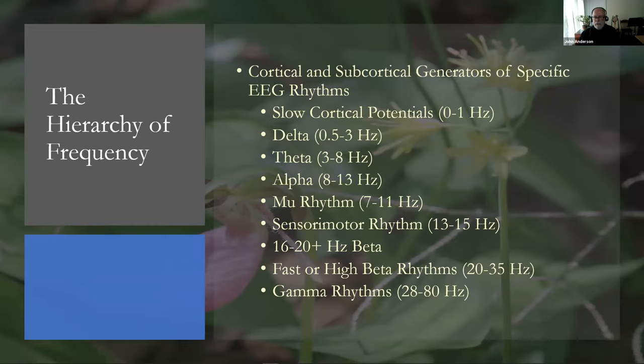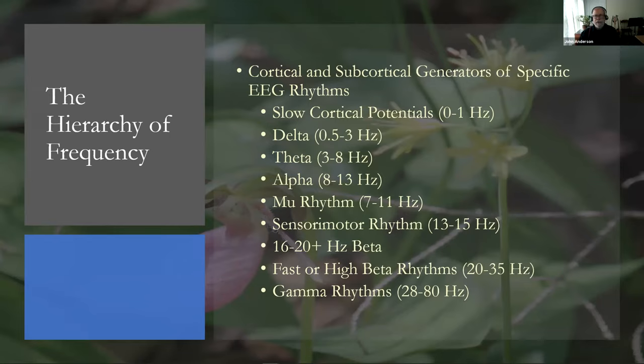Alpha also produces this rhythmic pattern. Now, alpha is one of the most distinctive and precise rhythmic patterns that the brain produces. It has a very nice sinusoidal rhythm, which means it waves up and down very nice and evenly. And so it has a timing function.